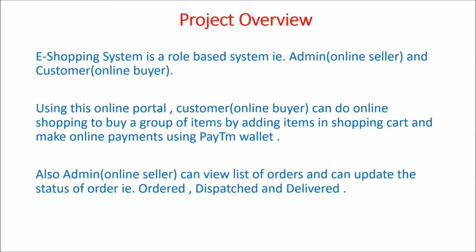Using this online portal, the customer can do online shopping to buy a group of items by adding items in the shopping cart and make online payments using the PayTm wallet. We have used the PayTm wallet API to implement the payment gateway in this project. Also, admin can view the list of orders and can update the status of an order, that is ordered, dispatched and delivered. So these three are basically the statuses of the orders.